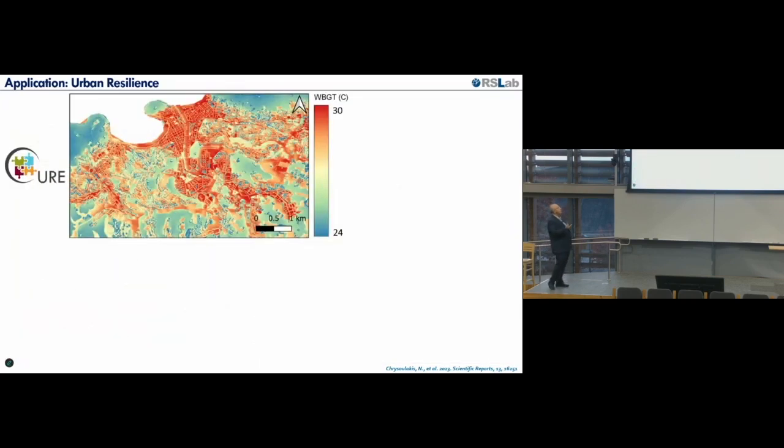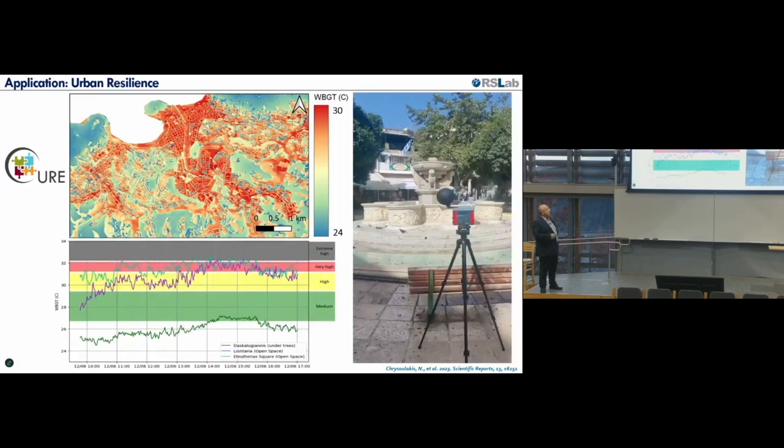This has indices like this, which is the wet bulb globe temperature. This is a map for San Sebastian. You see we have high temperature here, again from CURE. But you can measure. We have sensors like this. That means in practice we are measuring simultaneously the air temperature, the wet bulb temperature, and the black bulb temperature. That means the humidity, the temperature, and the radiation. And we have curves like this.